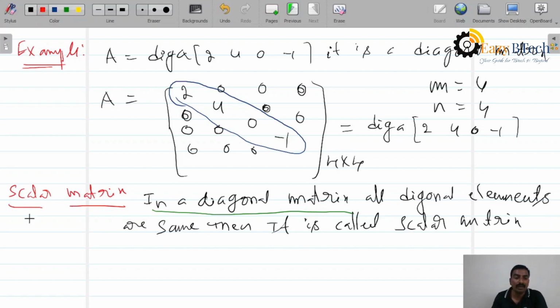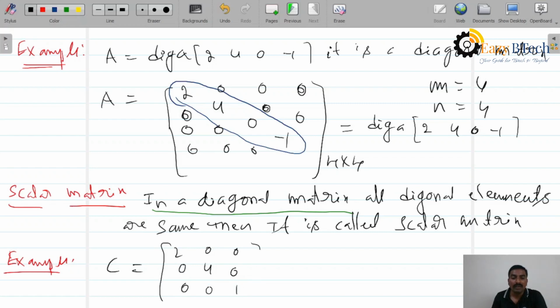Suppose, for example, I will tell you one example. See this example. C equals 2 0 0, 0 4 0, 0 0 1. If you see here, the principal diagonal is 2, 4, 1. This is the principal diagonal, and this is a diagonal matrix. Why? Because above the principal diagonal all elements are 0 and below the principal diagonal all elements are 0. Therefore it is a diagonal matrix, but it is not a scalar matrix.